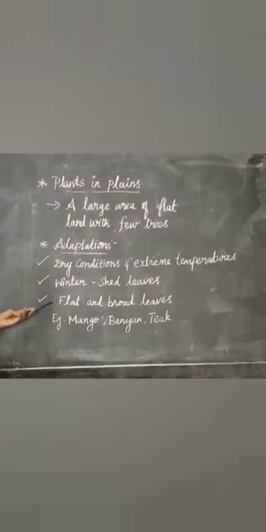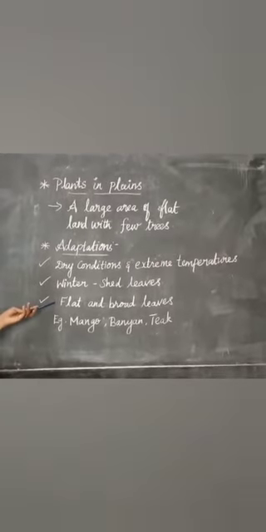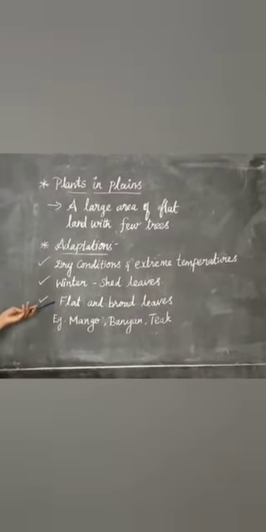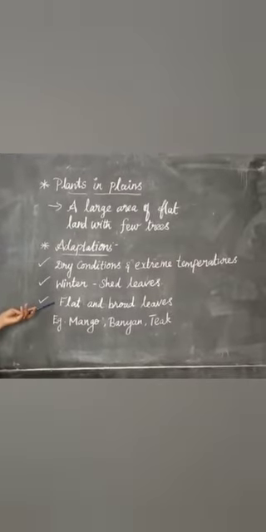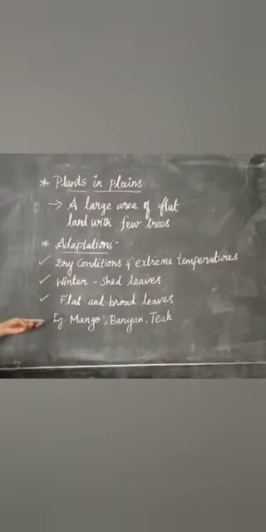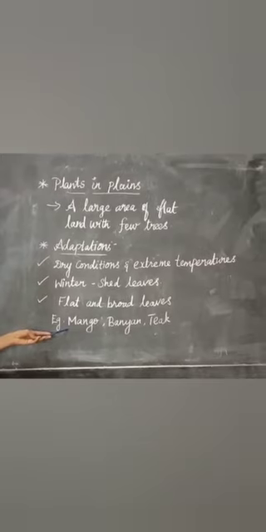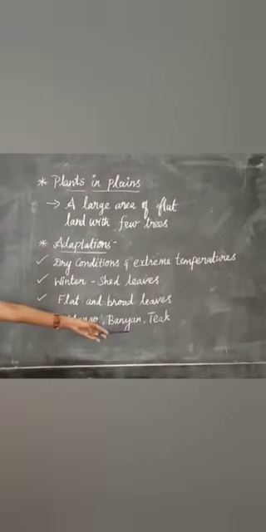And next thing, they have flat and broad leaves. So see, in the case of the teak tree, they have a broad leaf, and they have a thick and woody stem. So for example, the mango tree has a thick and woody stem, and the banyan tree and teak tree.